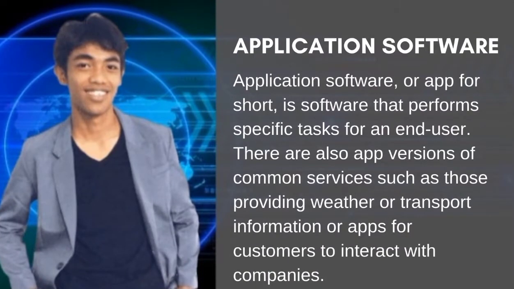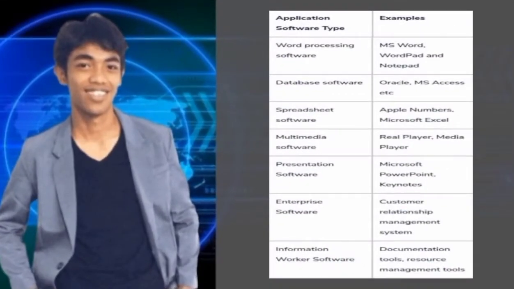And the second software category is the application software. Application software is a program designed to make users more productive and/or assist them with their personal tasks. Application software, or an app for short, is software that performs specific tasks for an end user. There are also versions of common services, such as providing weather or transportation information, or apps for customers to interact with companies. Examples of these application software are word processor, spreadsheet, Microsoft Word, or Microsoft Excel.